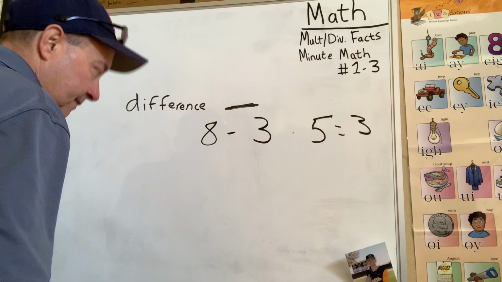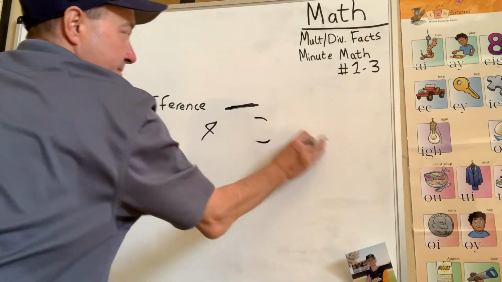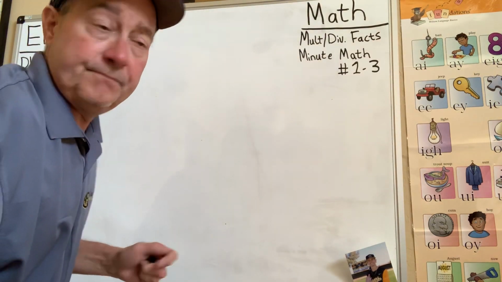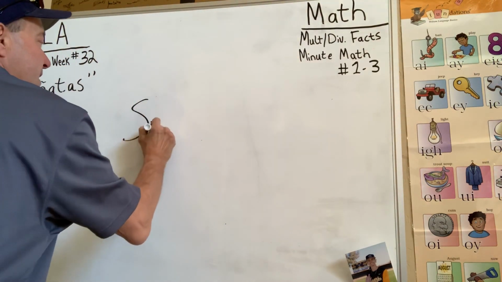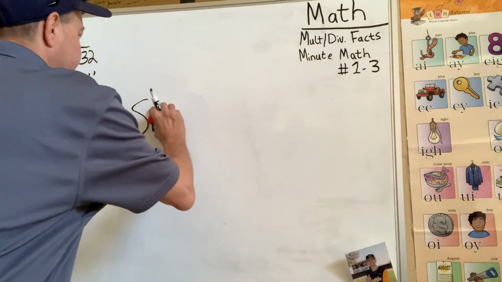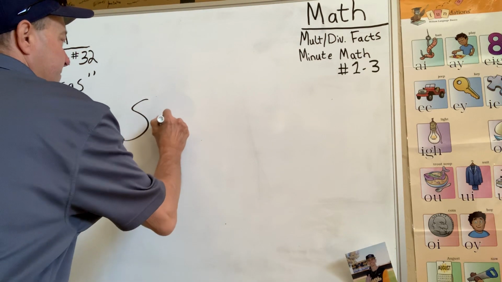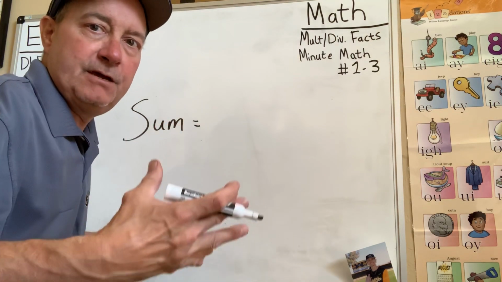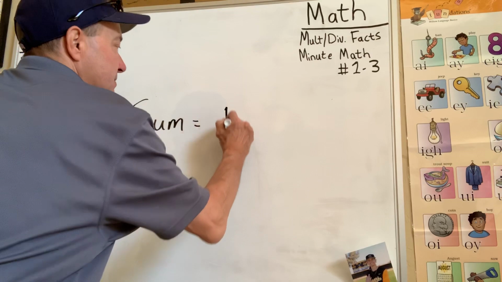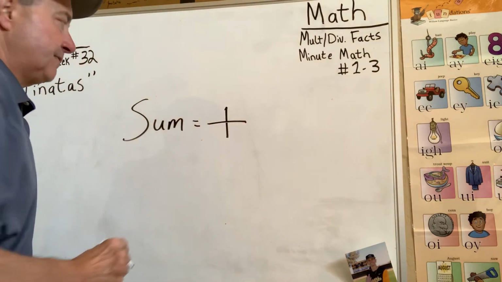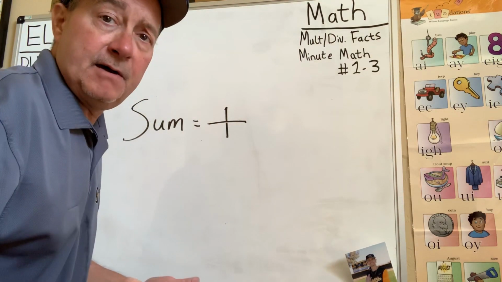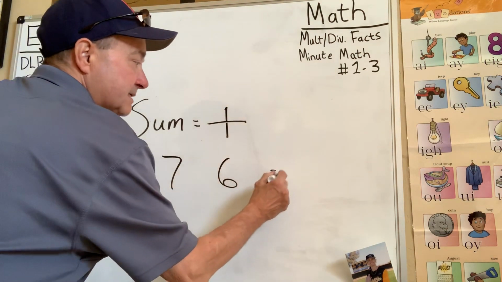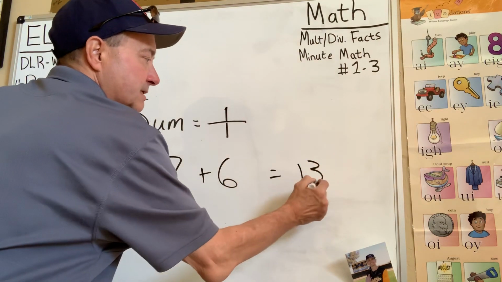Okay? On the other hand, you'll notice on your Minute Math, it's going to ask you also, what is the sum? Okay? So when we say sum, that equals add. You're adding them up, okay, so that we have our plus sign, okay? So if it says, what is the sum of 7 and 6? Well, the sum, you add those, it's 13.